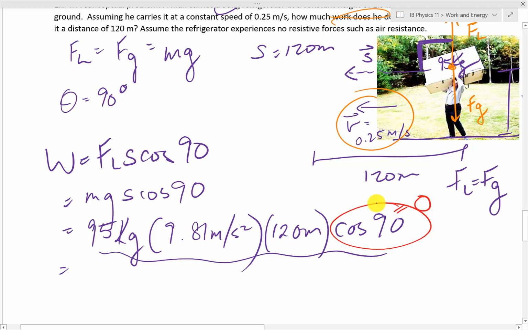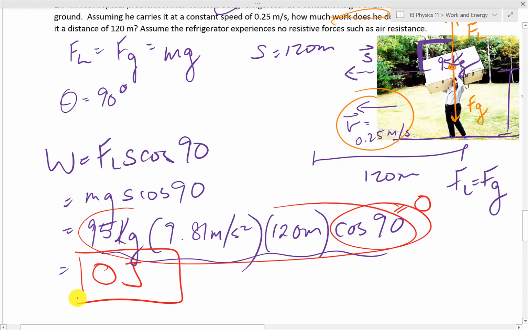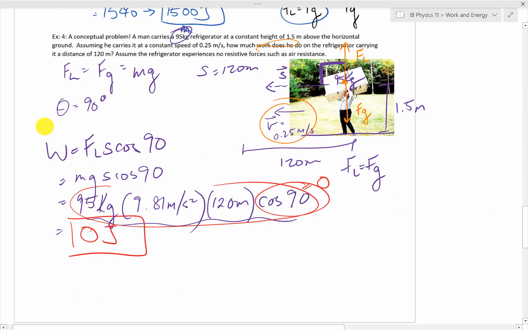What is anything multiplied by 0? You're right, it is 0, which means this whole thing is 0. What? Are you telling me that this man here is doing no work in moving this refrigerator to the side 120 meters? That's just really weird. It must be really hard for him to do all that work.